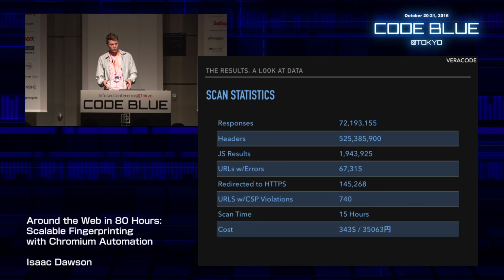What I found interesting is almost 15% of the top 1 million will automatically redirect you to HTTPS, which is great. So 145,000 of that. URLs with CSP violations was about 740. Scan time, 15 hours. And the cost was about $343 or somewhere around there.